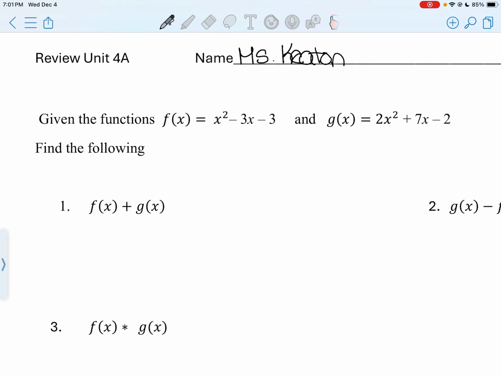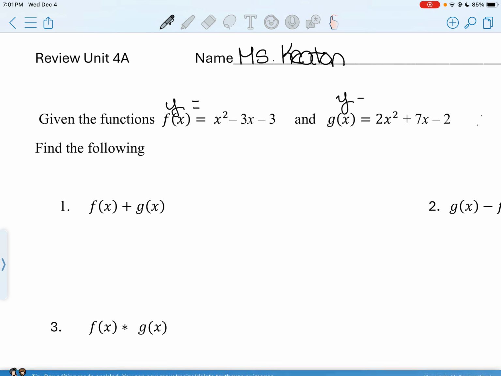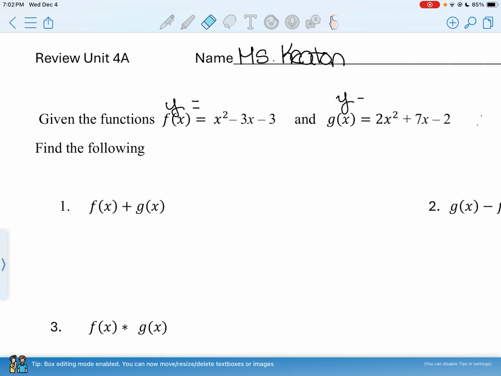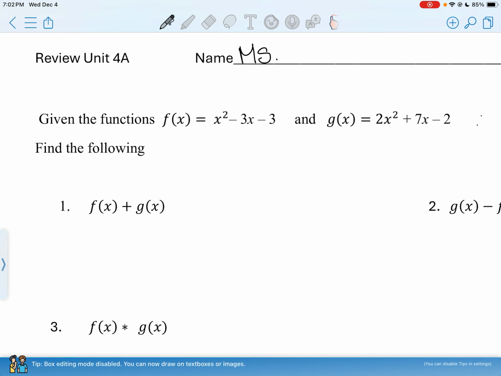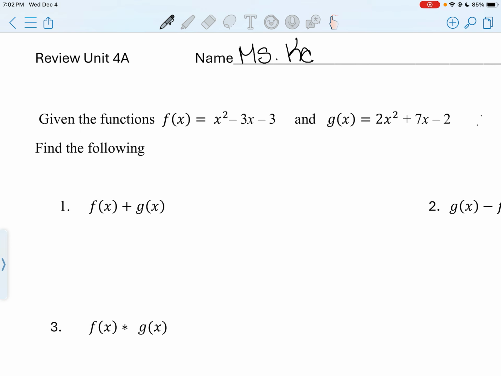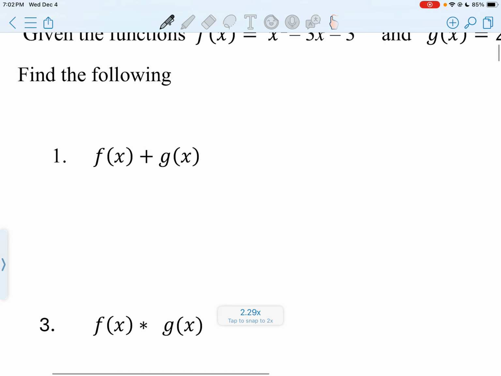Because you're just so used to us saying y is equal to, which is fine. But when you have more than one equation, you start giving them names like f of x and g of x. All right, that's just the name of the equation. People are like, Miss Keaton, I can't find anything in my notes about f of x and g of x. You're right. We did not use f of x and g of x, but you know how to add like terms. You know how to combine like terms. So we are simply adding f of x and g of x.